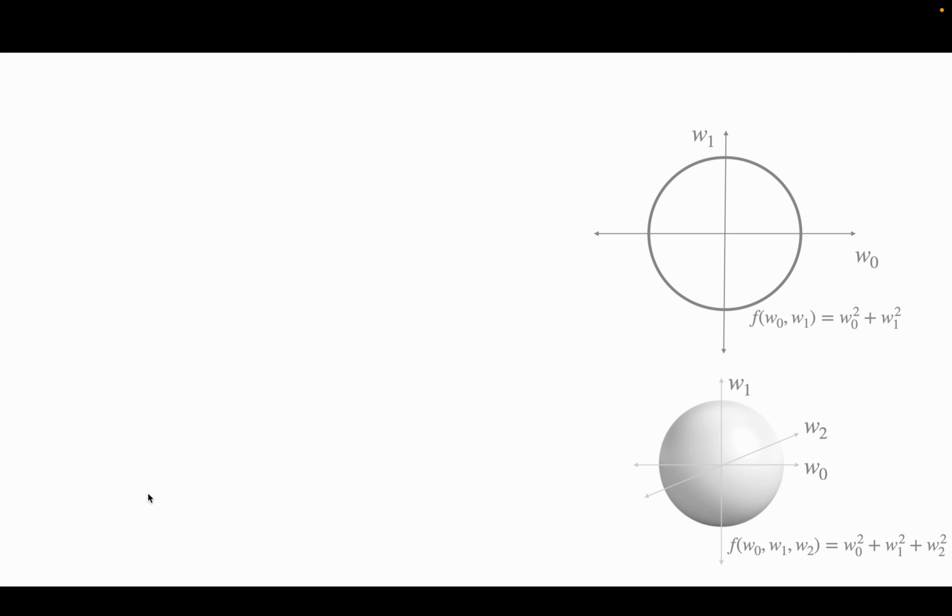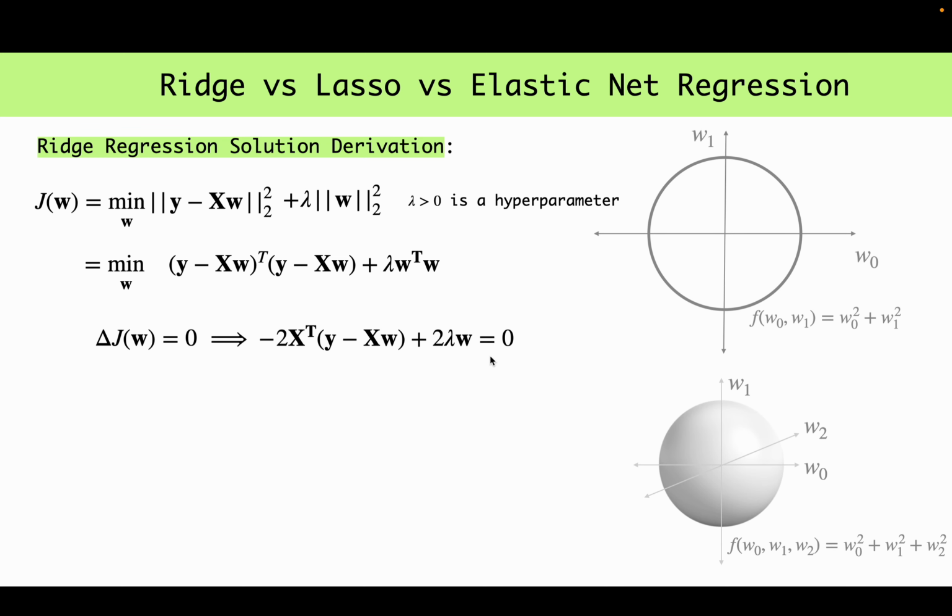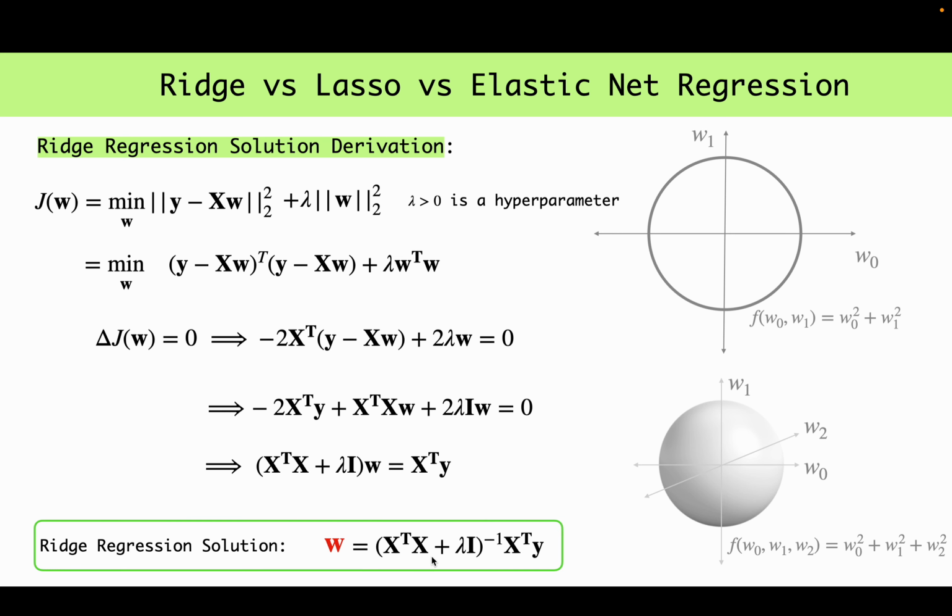So let's see some more details. Let's now try to derive the ridge regression solution. If we expand this L2 norm, y minus xw L2 norm, we have something as follows, and the same thing for the W L2 norm. And when we multiply it out, differentiate and compute the gradient with respect to W, we have something as follows, and when you expand it and move terms to the other side, we get x transpose x plus lambda I times W is equal to x transpose y, and W is equal to x transpose x plus lambda I whole inverse x transpose y.